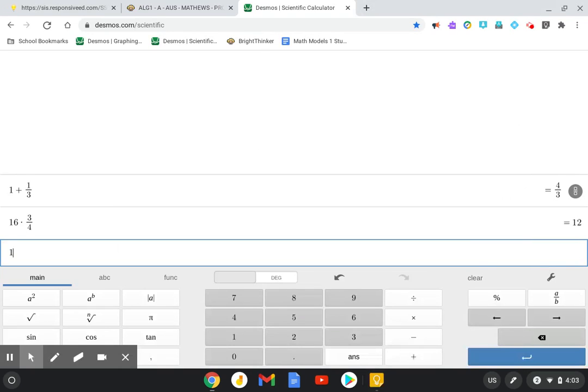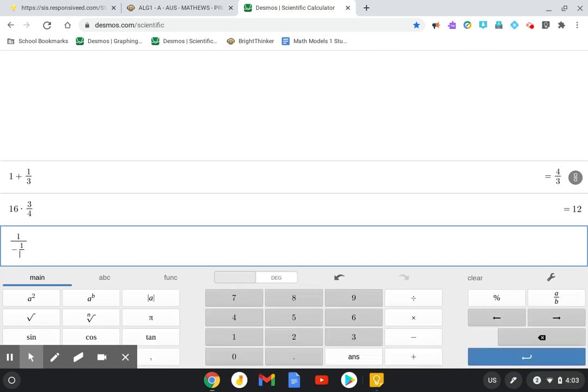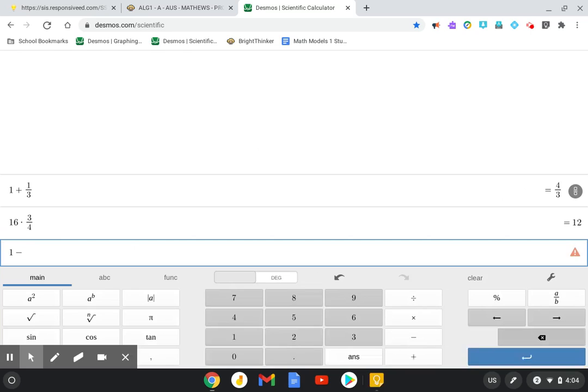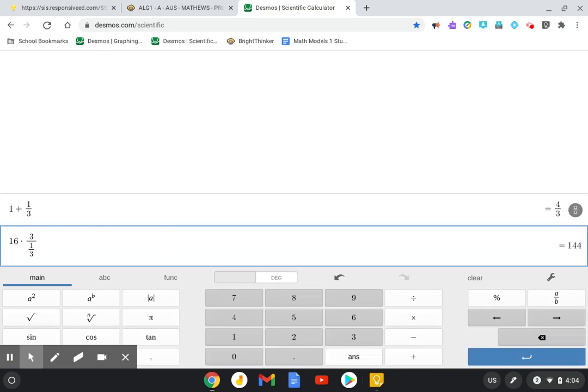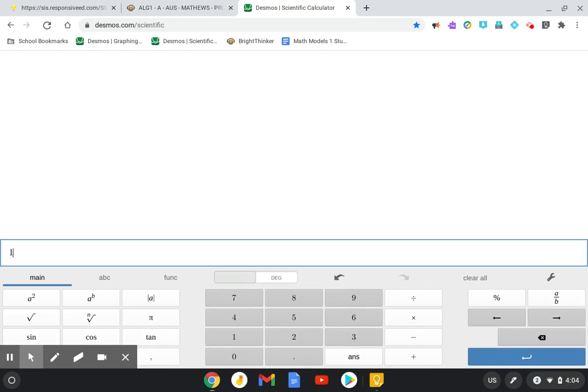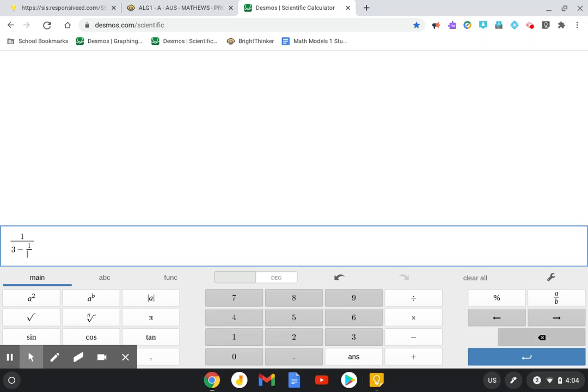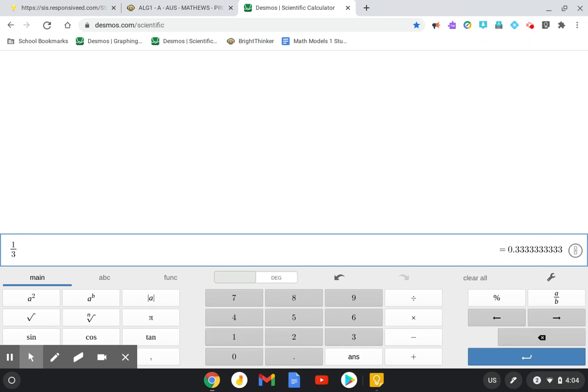So we jump over to our calculator and do 1/3 minus 1/4. Oops, made a mistake there. Let's see if I can get this to work. 1/3 minus 1/4. Having trouble there. Sorry, everybody. And so we look at this and we get 1/12.